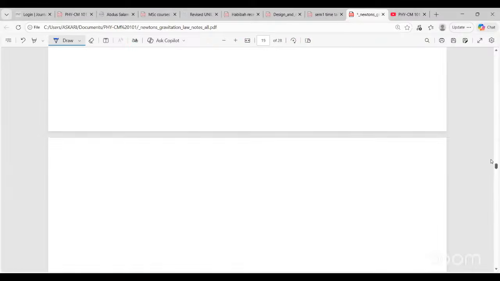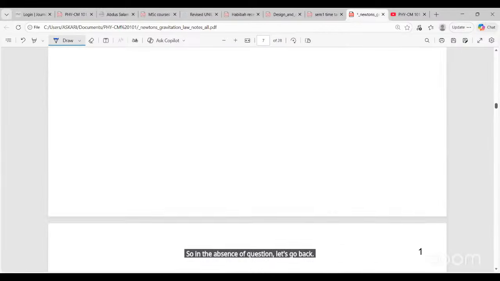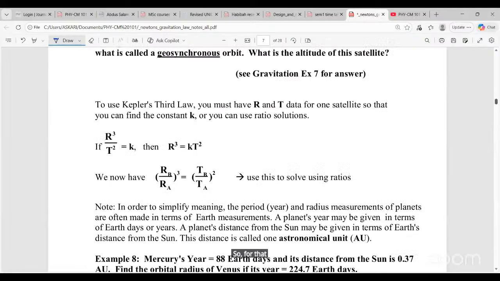So in the absence of questions, let's go back. For that 1/10, I don't understand. If you say 1/10, change this to decimal. What do you have? Yes, sir. We have 1/10. That gives you what in decimal?